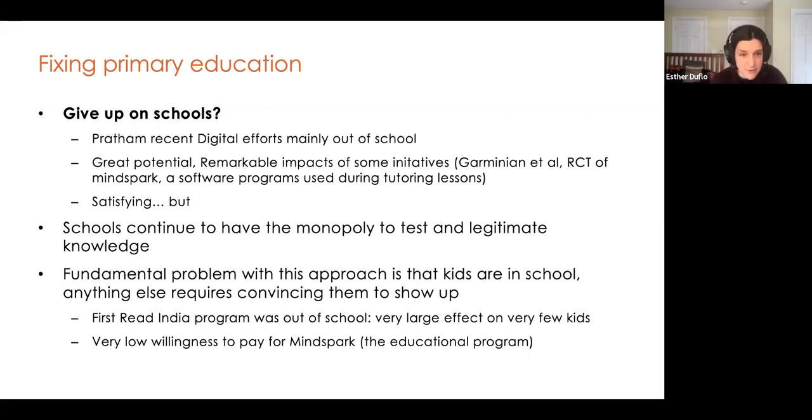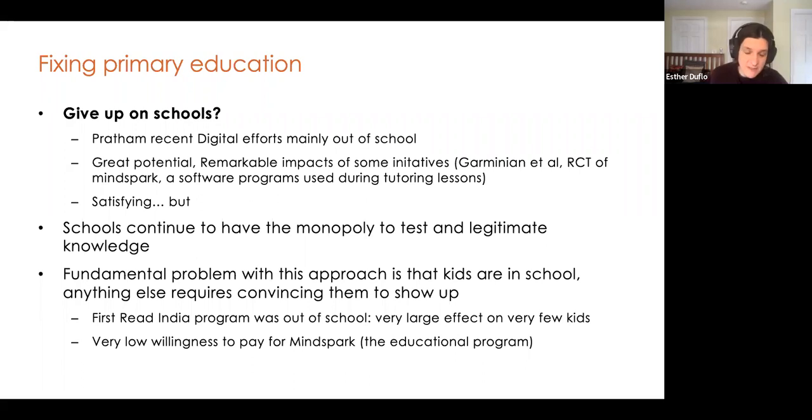The issue is that schools continue to have the monopoly to test and to legitimate knowledge. And therefore, the fundamental problem with giving up on the schools is that kids go to school. Parents have agreed to do that. 97% of kids are enrolled. Parents recognize the legitimacy of the school system. Anything else requires you to convince them to show up.